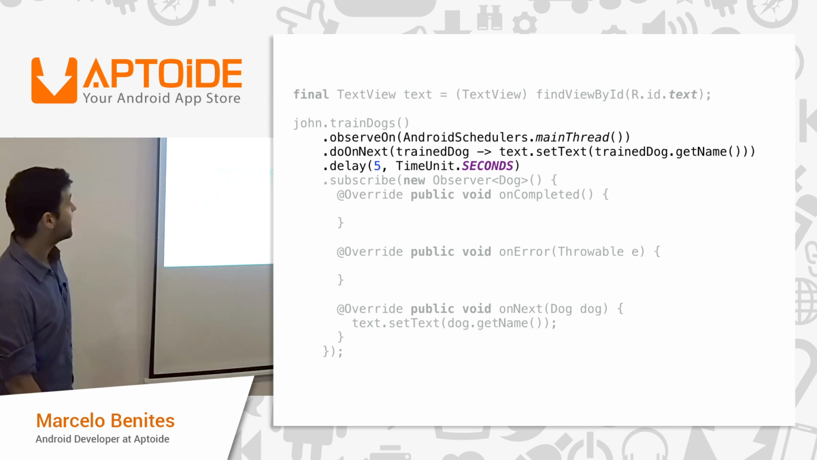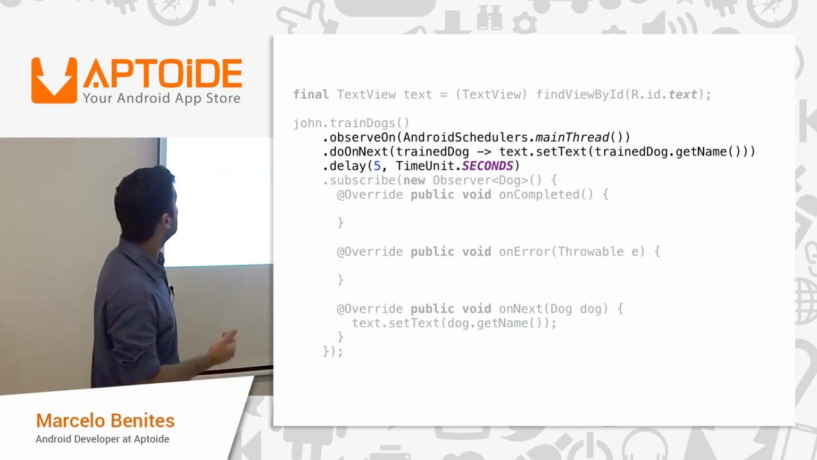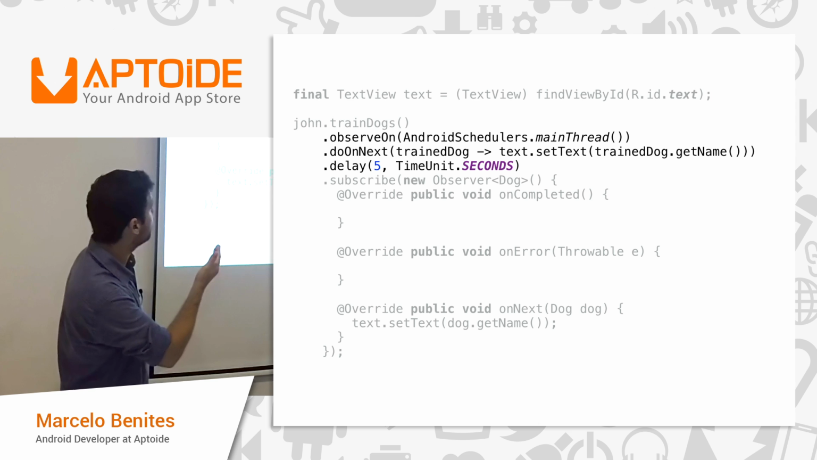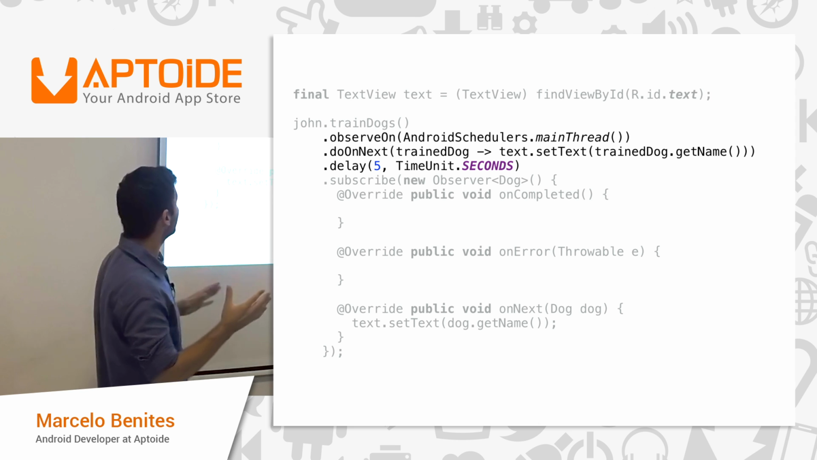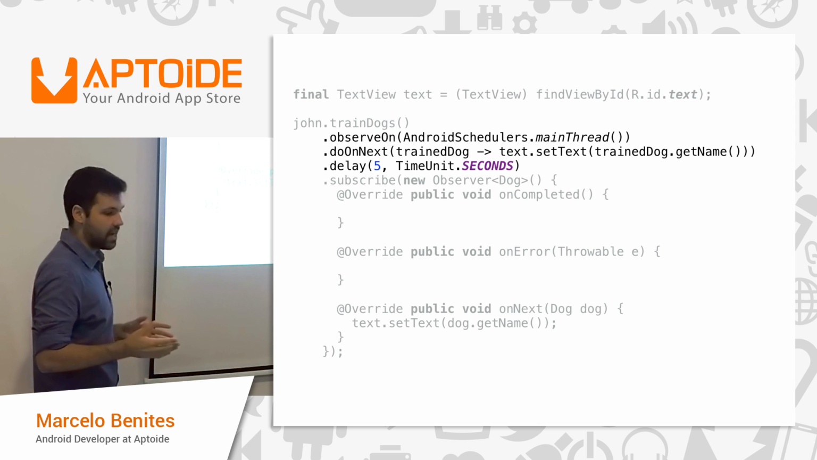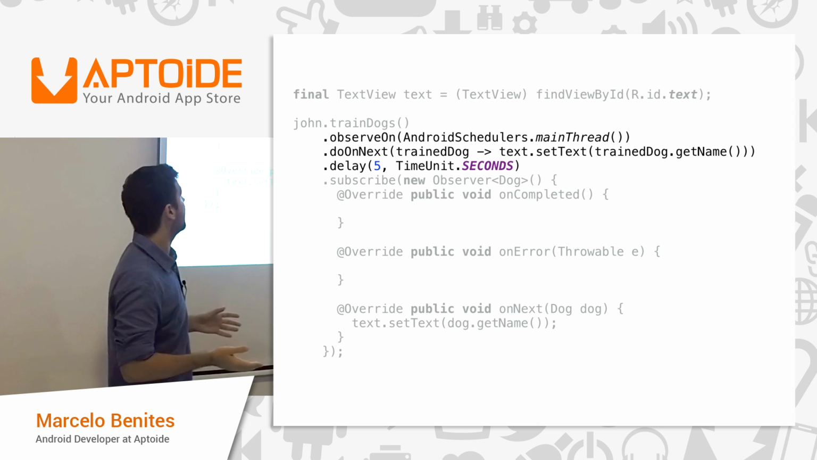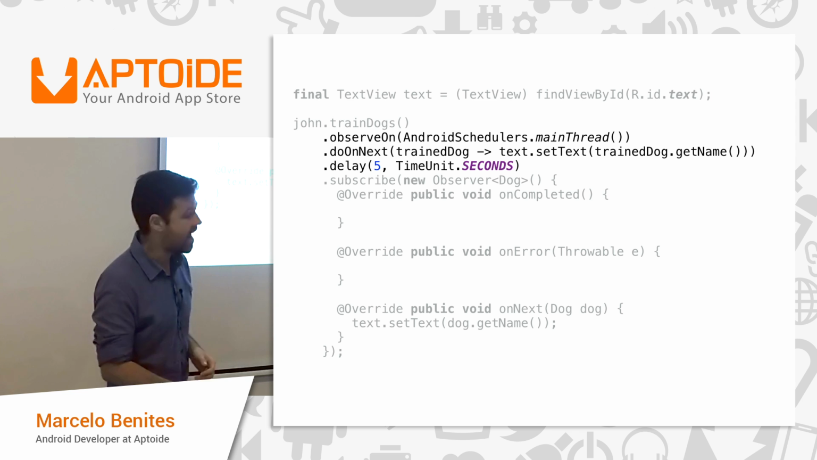This is a different example of something that sometimes we don't notice. In that case, we are saying that we want to observe on the main thread, and then we call doOnNext and safely set the text. And then we call a different operator called delay. It will actually delay every item 5 seconds in that case. So every time an item is emitted, it will wait 5 seconds and then emit the item.